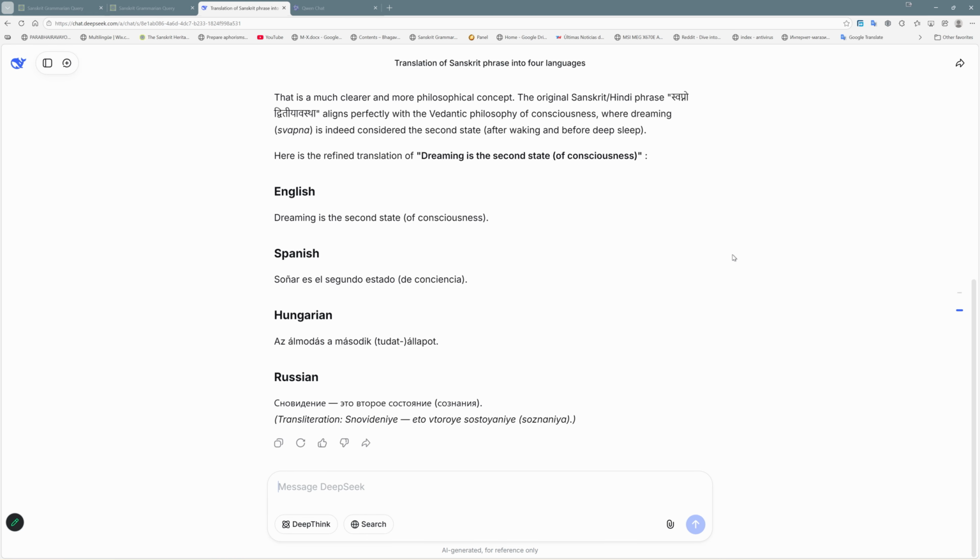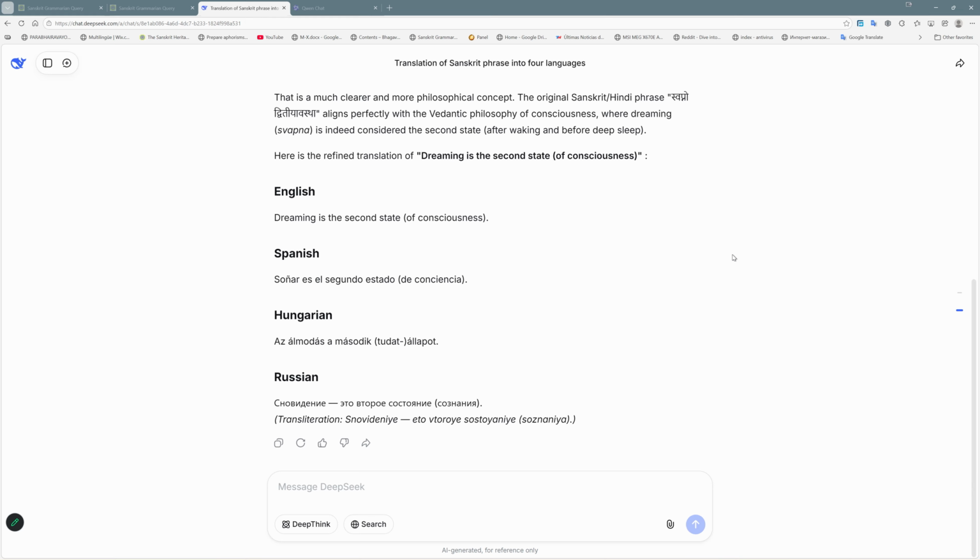Dreaming is the second state of consciousness. In Spanish, soñar, no soñar. El sueño, el estado de sueño, es el segundo estado de conciencia. In Hungarian, well, this thing, no sé cómo se pronuncia eso. I have no idea how to pronounce that. In Russian, snovidienie. Snovidienie, это второе состояние. Сознание. Сознание is of consciousness. Это сон со сновидениями, второе состояние сознания.